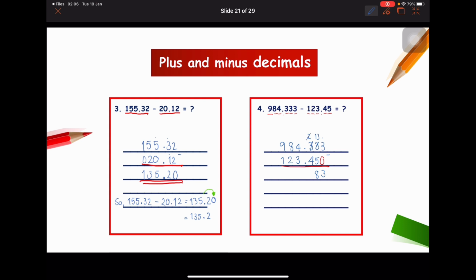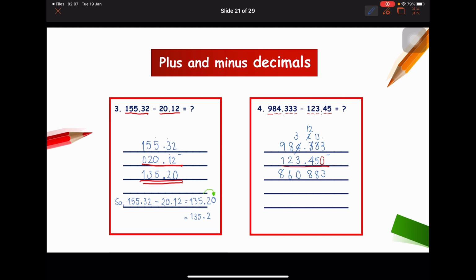Change 2 and borrow to be 12. Borrow from 4. Change to be 3. 12 minus 4 equal to 8. Yes, okay. Next step, 3 minus 3 equal to 0. Right. 8 minus 2 equal to 6. Good job. And 9 minus 1 equal to 8. Very good. Clap your hand. Everybody clap your hand again.